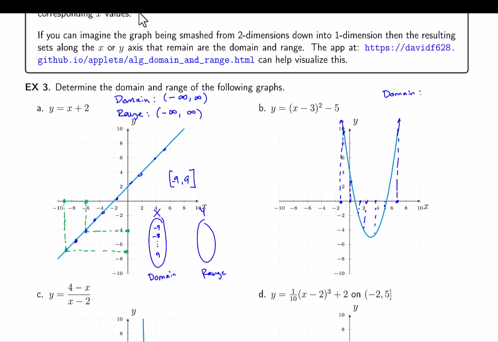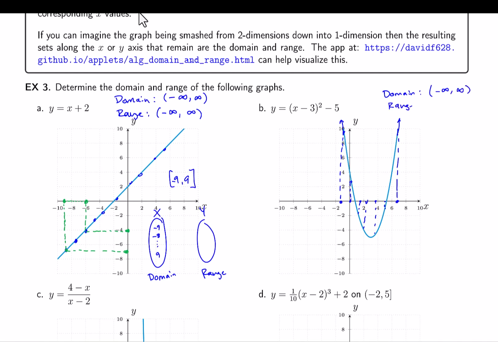So even though it looks like it stops between two values, if I put in 8, 8 doesn't have a corresponding value in the window of this graph. But if I put 8 into this function, 8 minus 3 is 5, 5 squared is 25, 25 minus 5 is 20. It has a mapping. It goes to the value 20. It's just that the scale only goes up to 10, so we're not seeing where it is at 20. That's fine. It exists. The domain here is negative infinity up to positive infinity.